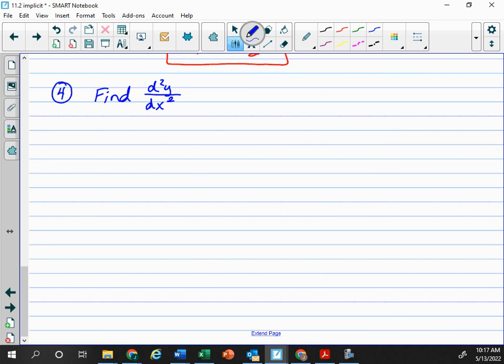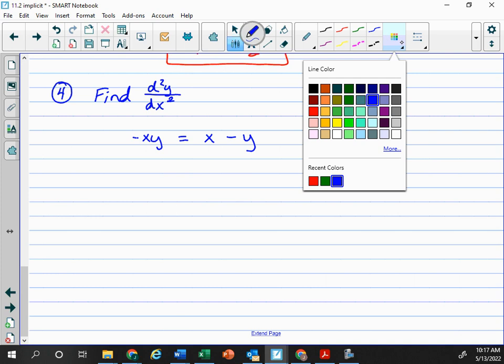I know it looks like the 2's are in weird places. That's where they go with this notation. What am I asking you for with that? Second derivative, okay. And your equation is negative xy equals x minus y. We're going to do this one together.